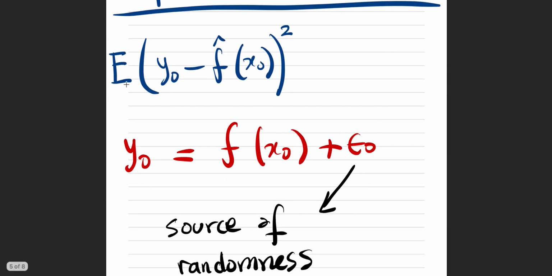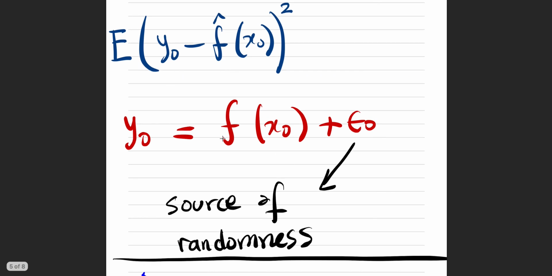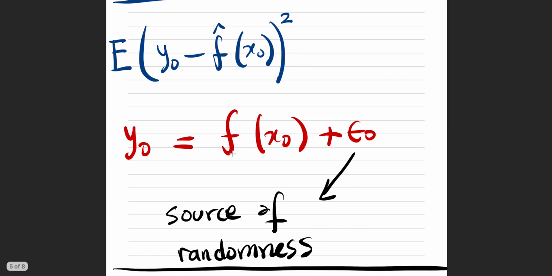So the expected value of (y0 minus f hat x0) squared will be a reasonable measure of how well f hat is doing. And the only source of randomness that we are considering here is epsilon 0, and this is the data generating process. So as a first step, what we could do is substitute this f x0 plus epsilon 0 here and see what we get.